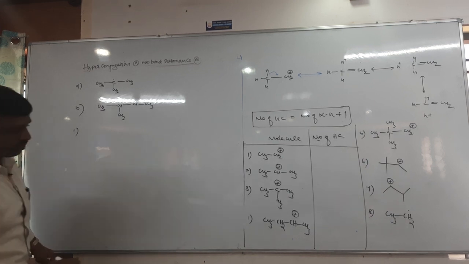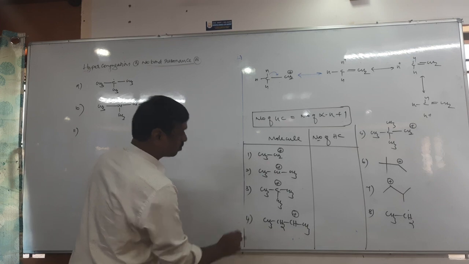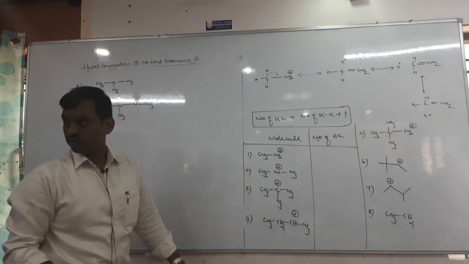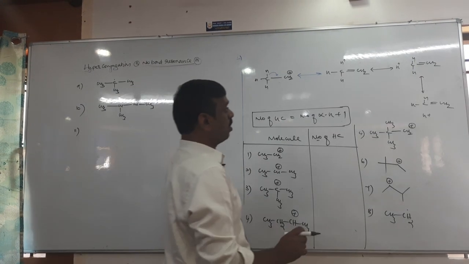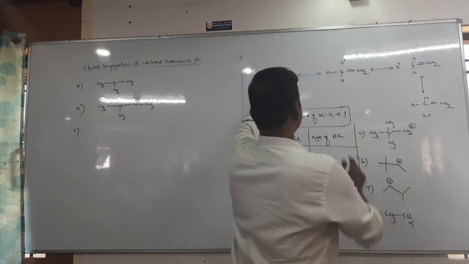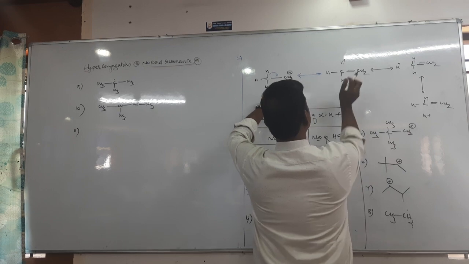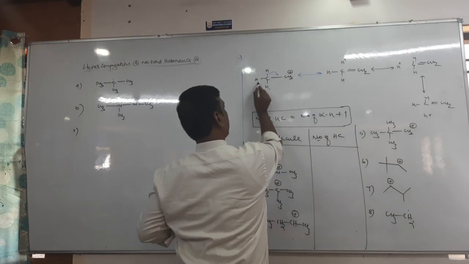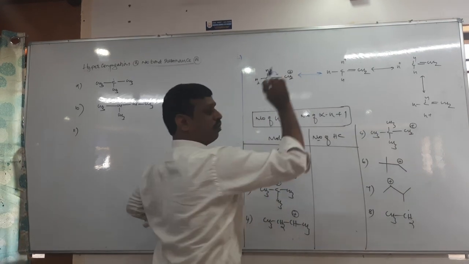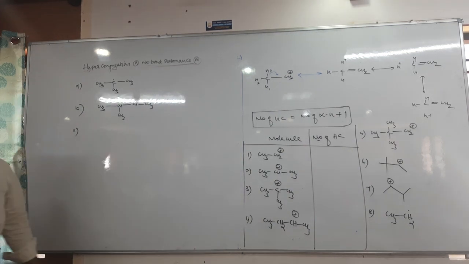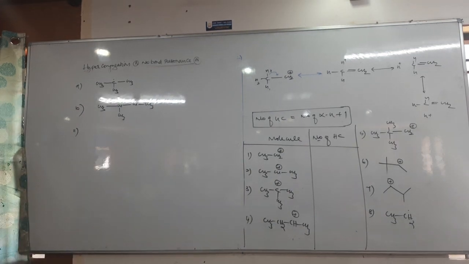The fourth one and the second one are the same. Second and fourth are the same. How do they become the same? Hydrogen 1, hydrogen 2, hydrogen 3. Now tell me, there are 3 hydrogens, no? The same.